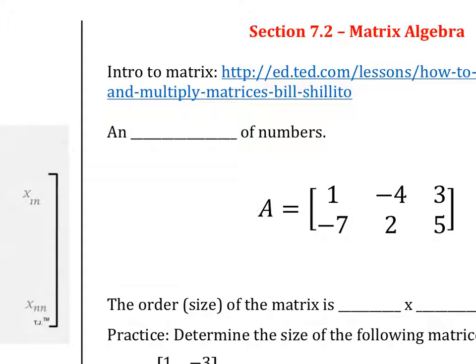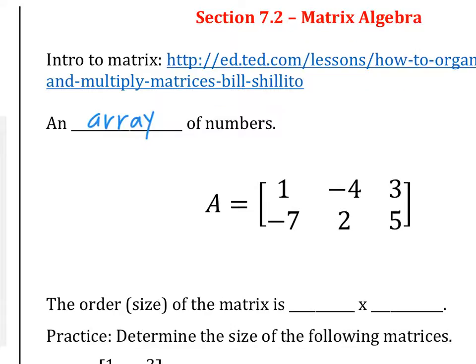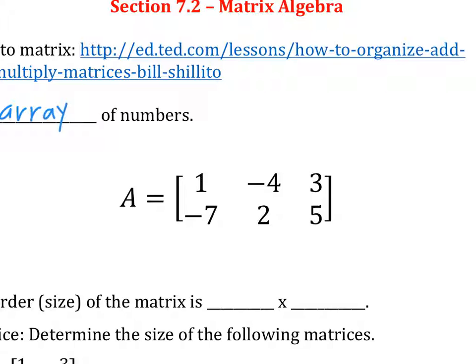Okay, so let's do chapter 7. So a matrix is an array of numbers. Array means rows and rows of numbers. A matrix is just a bunch of numbers together in one form. So for example, this one, matrix A.